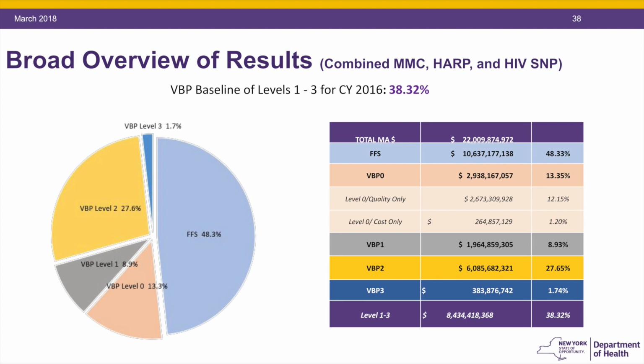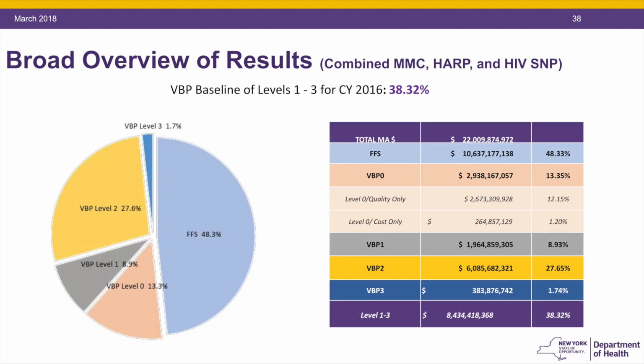And the majority of those dollars was still being spent in 2016 on a fee-for-service, non-value-based payment arrangement. That's that big blue piece of the pie. Value-based payment level 0, just shy of value-based payment 1, 2, or 3, still about 13% of the payments going in 2016 to those types of arrangements.